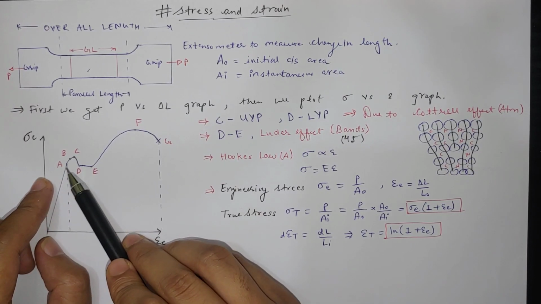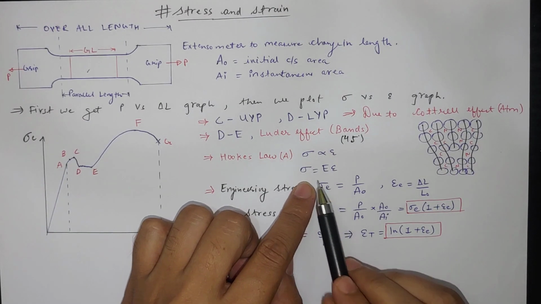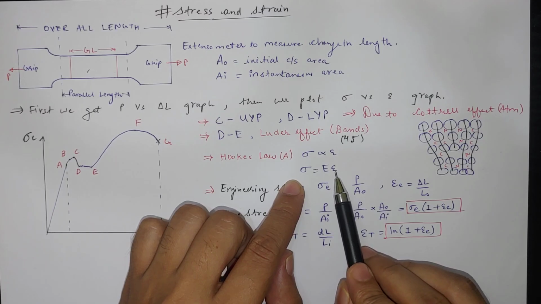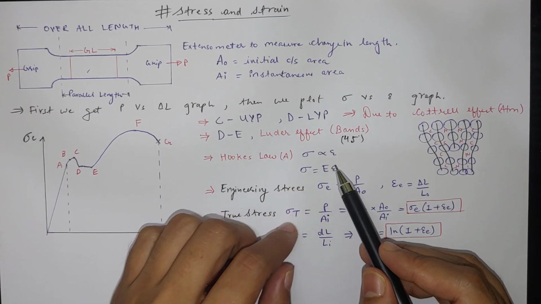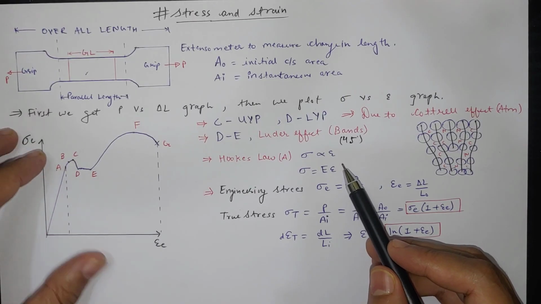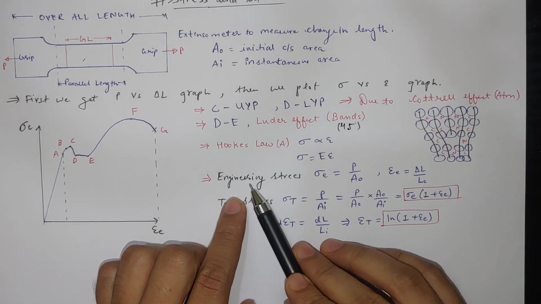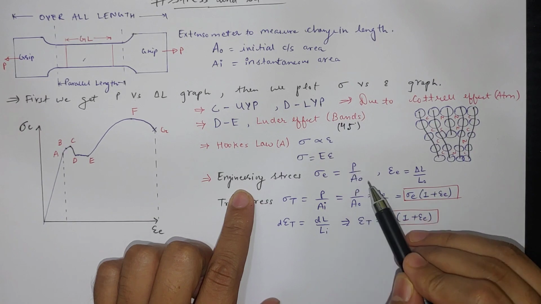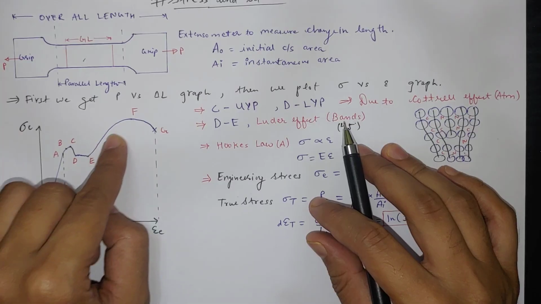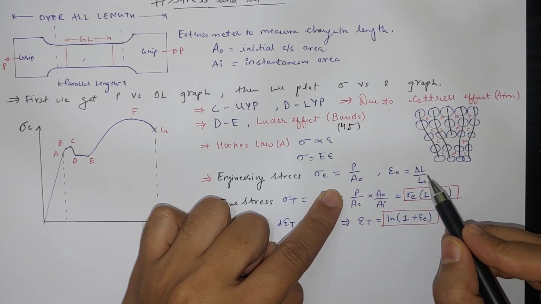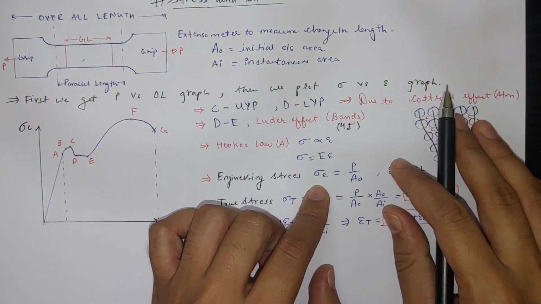Now if we see here, up to the proportionality limit, which is A point, stress is proportional to strain. So here stress is equal to E times strain, so sigma is equal to E epsilon, where E is Young's modulus, which is the slope of this line. Now let's look at engineering stress and true stress. Engineering stress sigma E is simply P divided by the initial area A naught. Whatever the initial area is, at every point we have to divide by A naught. And engineering strain is delta L by L naught, where L naught is the initial length of the specimen. So these are the engineering quantities, which we have plotted here.